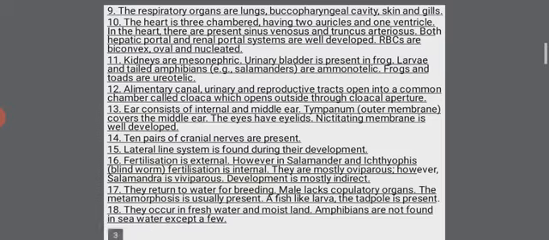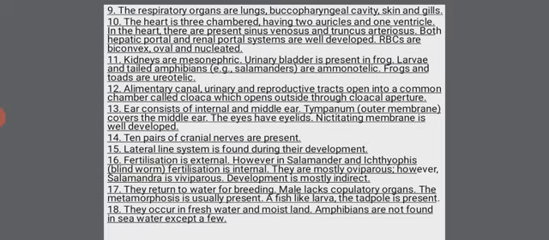The respiratory organs are lungs, the buccopharyngeal cavity, skin and gills. That means they have a wide range of respiratory organs, but mostly they respire through lungs in the adult stage. They also respire through the buccopharyngeal cavity, that is, through the mouth and pharynx cavities. Some adult amphibians, when they enter water, start respiring through the skin, a method known as cutaneous respiration. However, the larval forms respire through gills only.